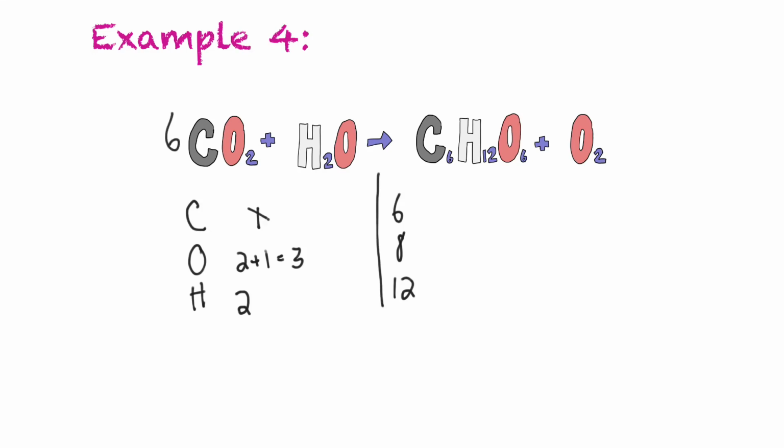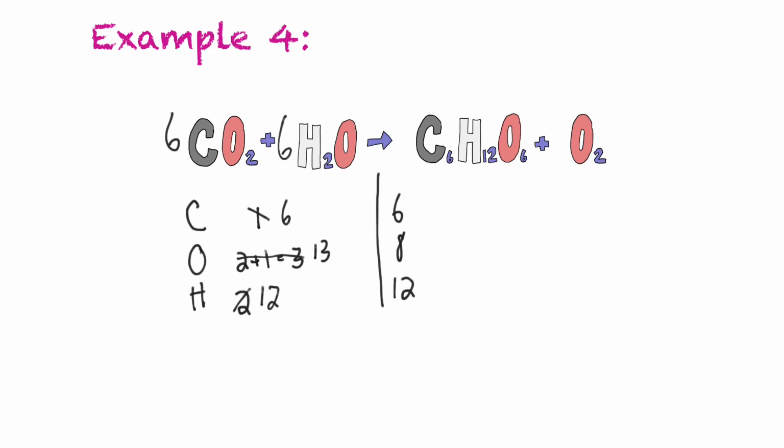So we have 6. Now let's look at what we've done to our oxygen. So 6 times 2 is 12 plus 1. So now we have 13. So that's not going to be balanced. So I think we need to jump down to the hydrogens next to balance, and then we'll take care of oxygen after. So if we look at hydrogen on the product side, we have 12, but we only have 2 here. So to balance that out, we need to put a 6. So 6 times 2 is 12, so that's good.